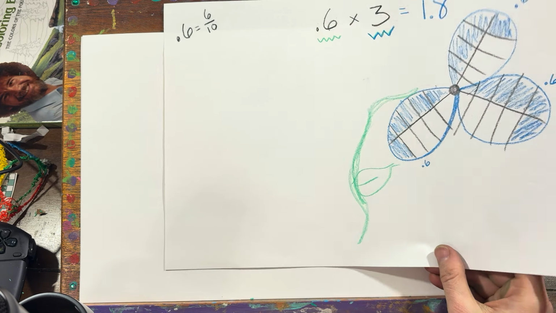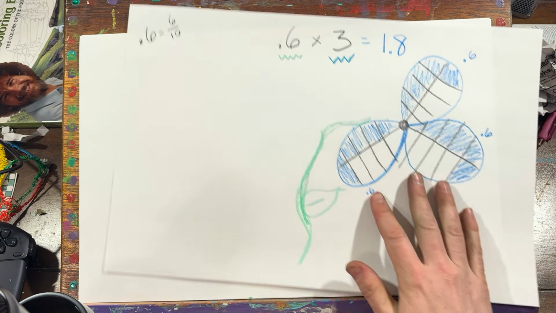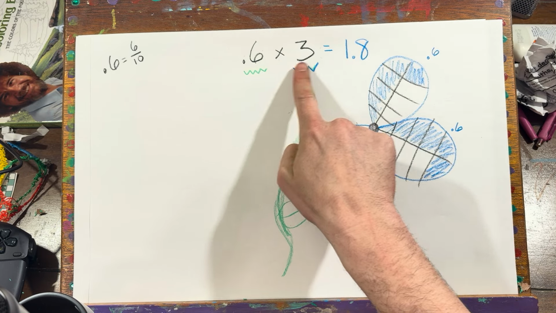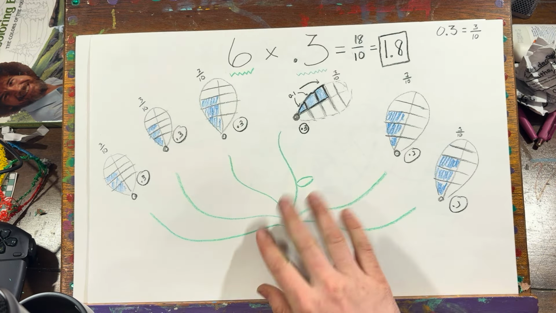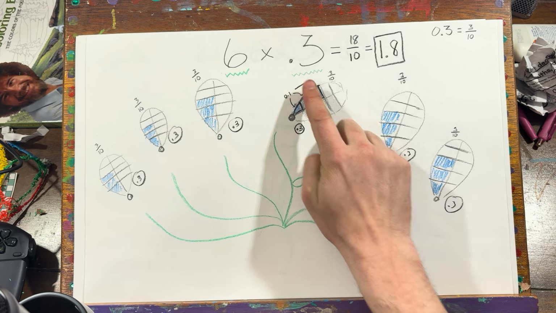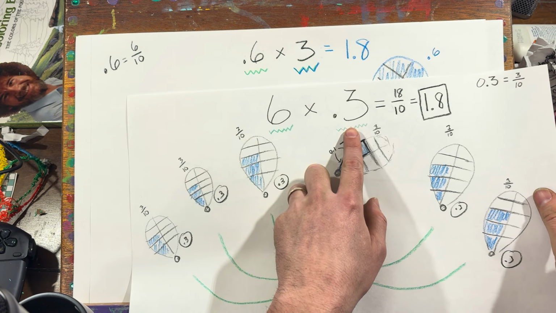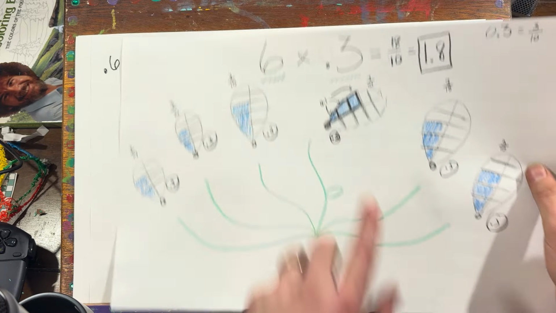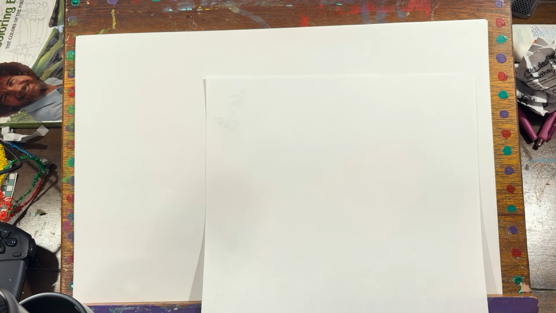It does make me wonder, though. So when we did 6/10 times 3, we got 1 8/10. And when we did 6 times 3/10, we got 1 8/10. So these had the same value. I need to make a list of what we've calculated so far, because there's some patterns emerging here that I really want to make sure we notice.